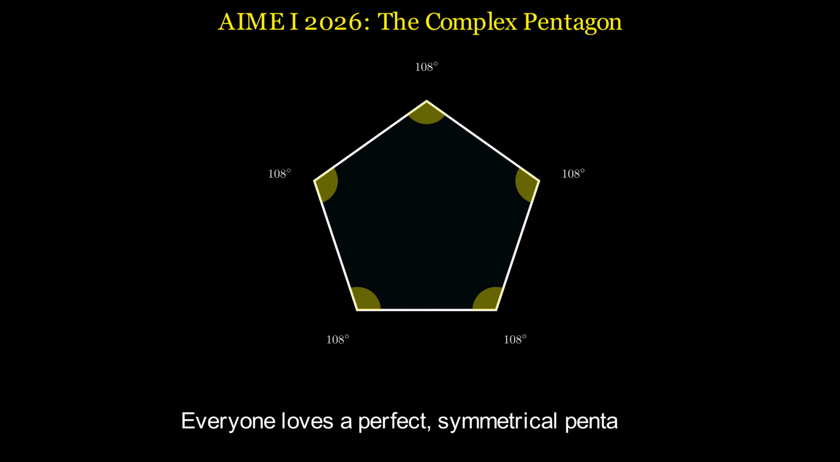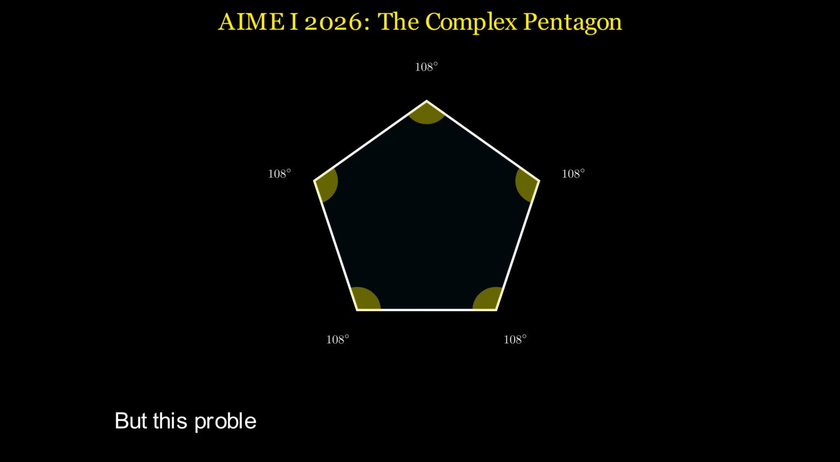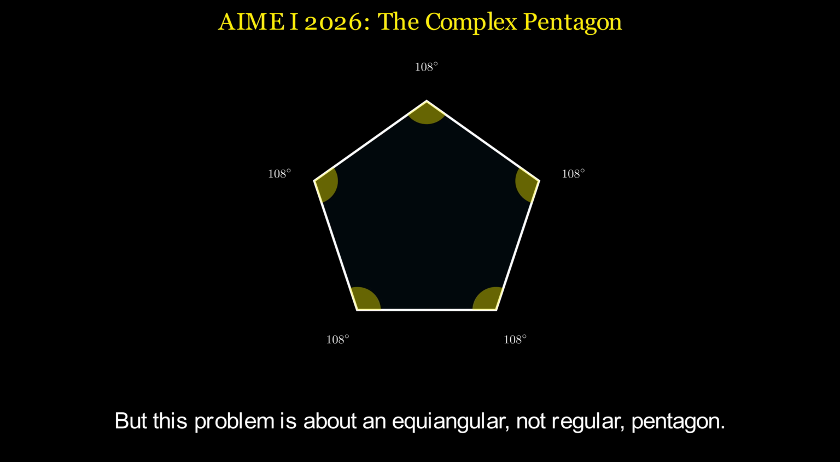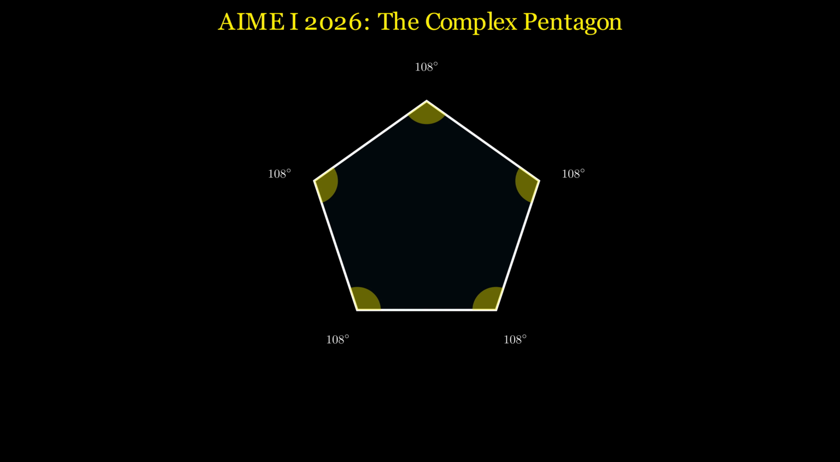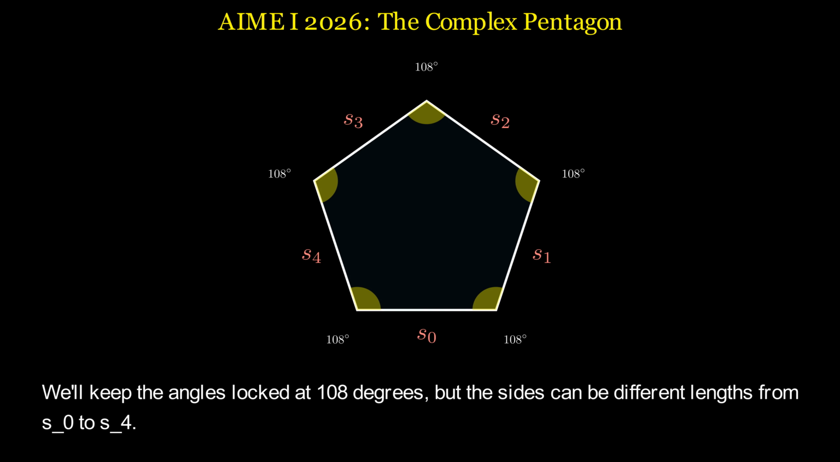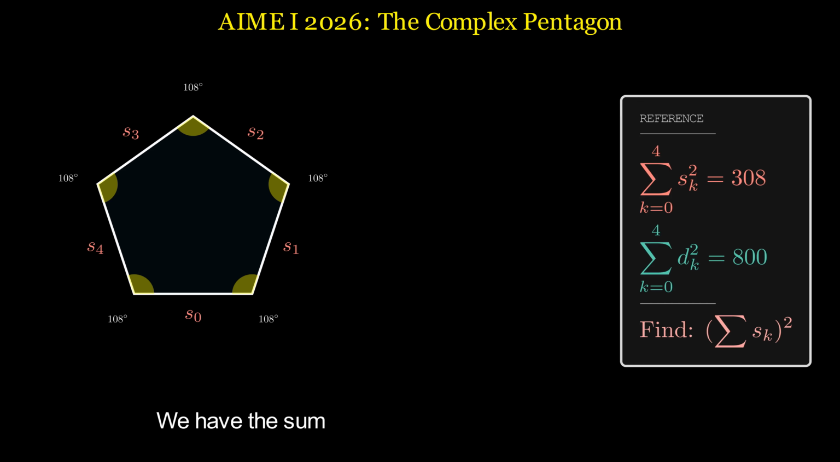Everyone loves a perfect symmetrical pentagon, but this problem is about an equiangular, not regular, pentagon. We'll keep the angles locked at 108 degrees, but the sides can be different lengths from S0 to S4. We have the sums of squares for sides and diagonals. We need the perimeter squared.